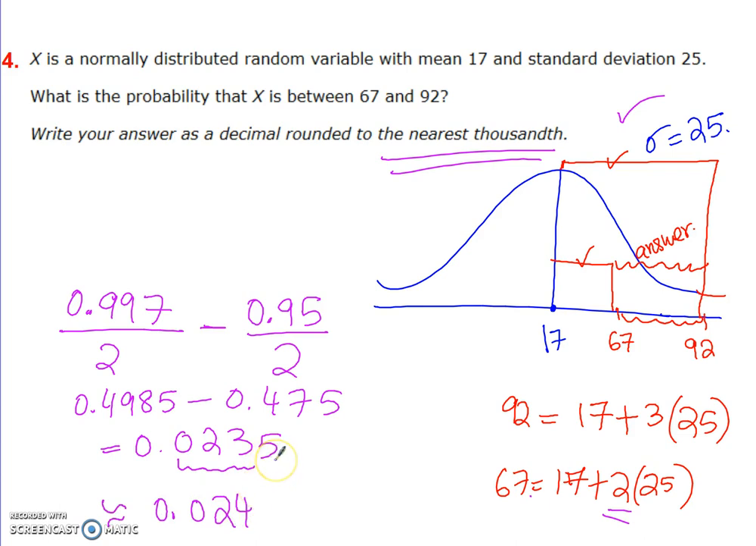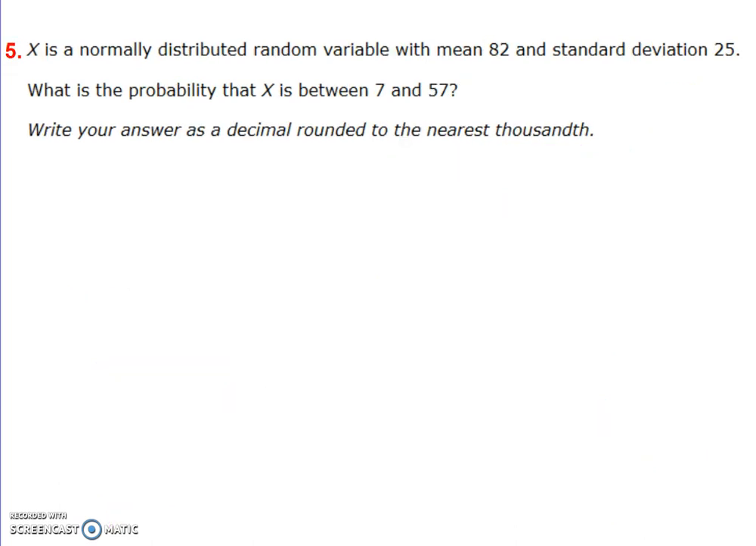0.024, since this number is greater than 5. So if both the numbers are to the right, or if both of them are to the left, you will have to do something like this to solve it. So try to do these problems by yourself. Good luck.